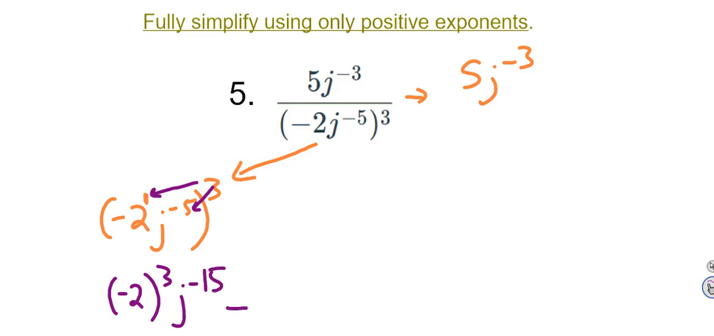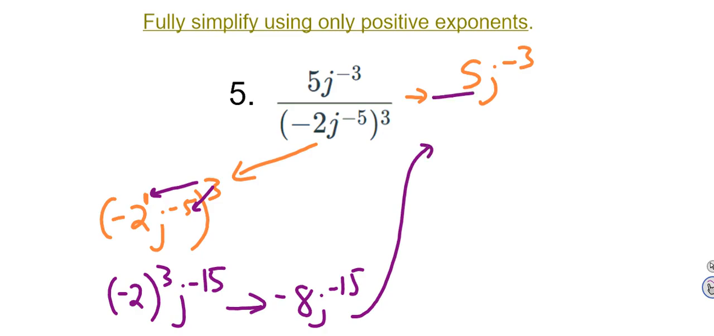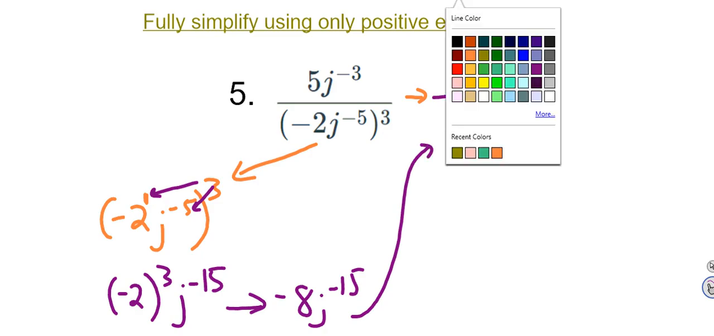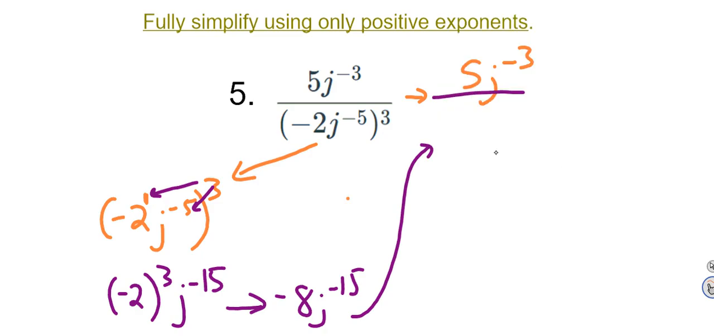I'm going to pick up my calculator, -2 to the third power. We just did that, didn't we? That's -8, j to the -15. Now I'll go ahead and write that in the denominator. So we had to do a little work in that denominator before we could bring it together. So it's -8, j to the -15. Oops, I wrote a y. -8, j to the -15.